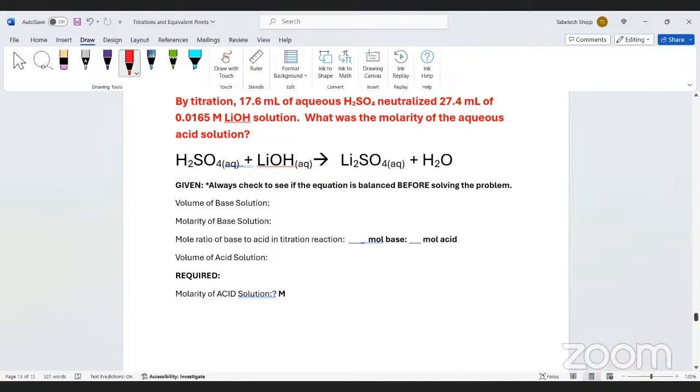Okay, Bernito said 3.33 millimoles. Okay, yes, that is true. But we're not talking about millimoles.